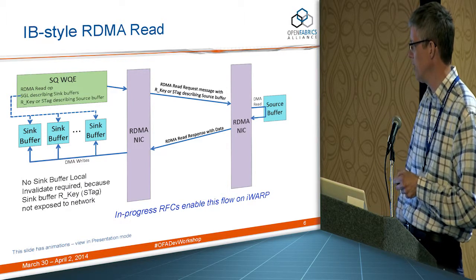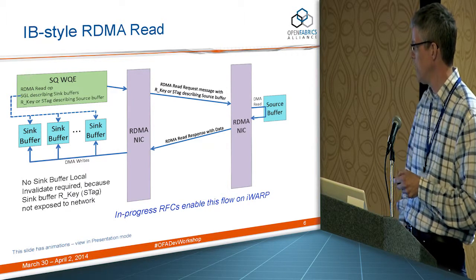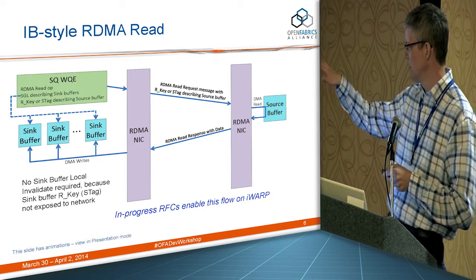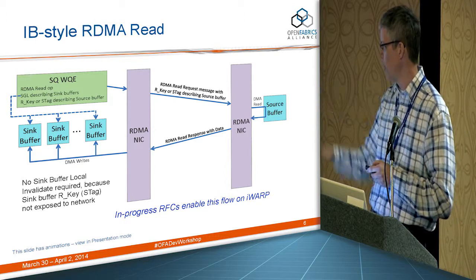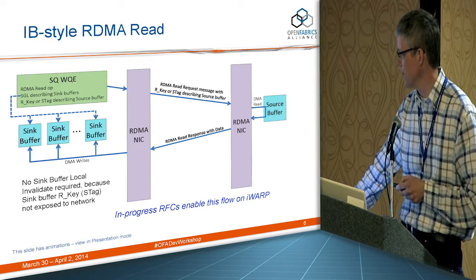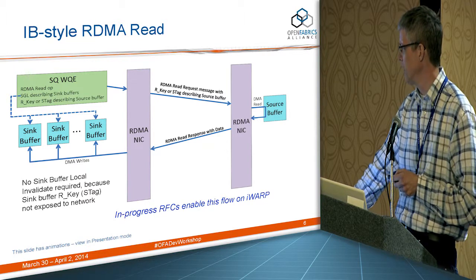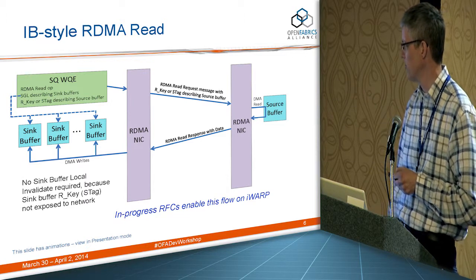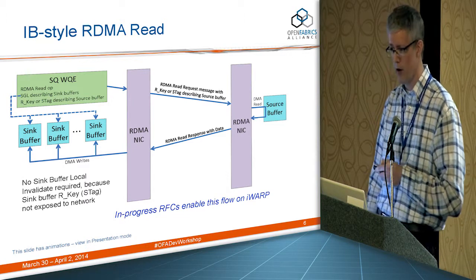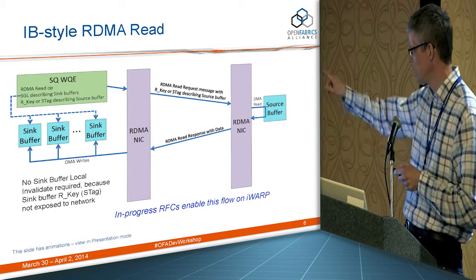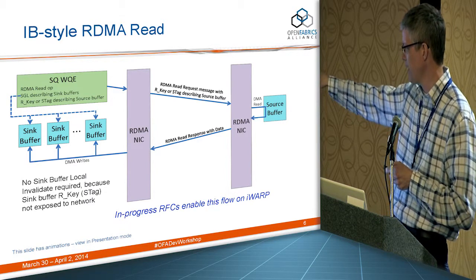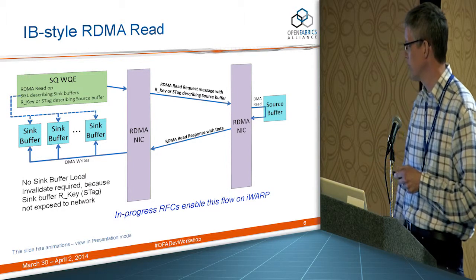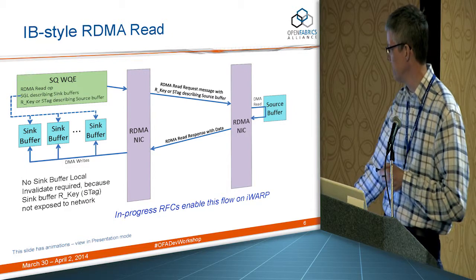This would be the IB style. Here you issue a SendQ WQE with the read op. You've got your local sink buffer, which can be one or more scatter gather elements listed out there in the WQE. And then you're really only describing the source buffer with an STag or an R key. So again, this kind of request goes across. It doesn't have the sink buffer STag. It just goes across with the R key or the STag describing the source buffer.